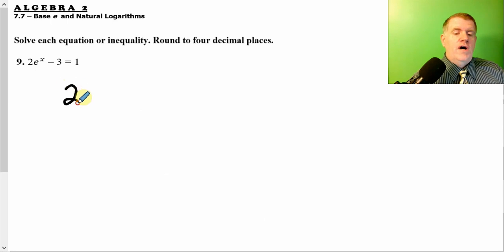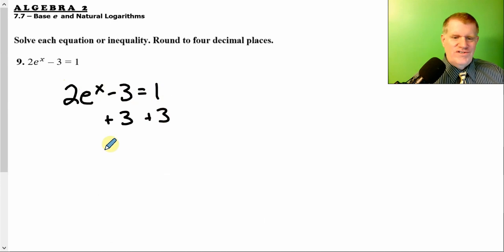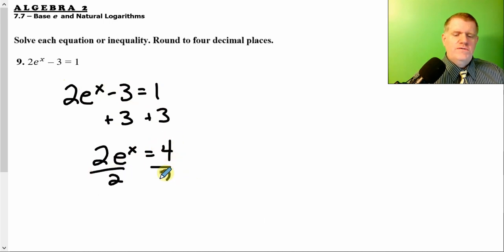Now before I take the natural log of both sides, careful, this is my tricky part. I gotta get the e by itself. Okay, I got stuff with the e. So I'm going to solve it like a regular old equation. Well, aren't they all regular old equations? Just have different stuff in them sometimes. 1 plus 3 is 4. Divide both sides by 2. E to the x equals 2.